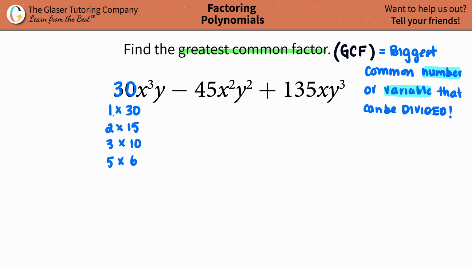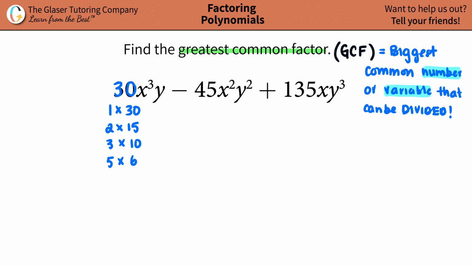Okay, we technically have 8 numbers that can possibly be the greatest common factor, which means that the highest one, the biggest number that is the most common between 30 and 45, is going to be the GCF for your numbers.